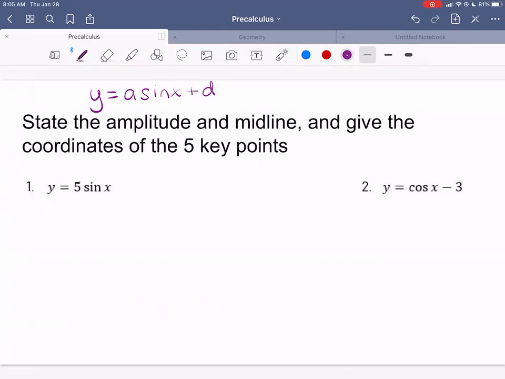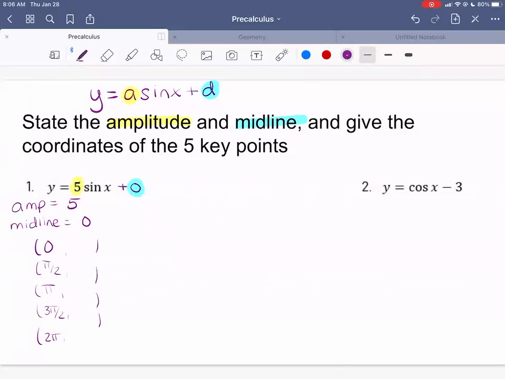So with number 1, we have 5 sine of x, which technically means we have a 5 sine of x plus 0. So our a value is our amplitude. That means that our amplitude is 5 because it's the one that's being multiplied by sine. Our d value is the midline, and that's whatever's being added on the end. So our midline is 0. Now we want to figure out what our coordinates are going to be. So I'm going to write the start of them. So we have 0, pi over 2, pi, 3 pi over 2, and 2 pi.